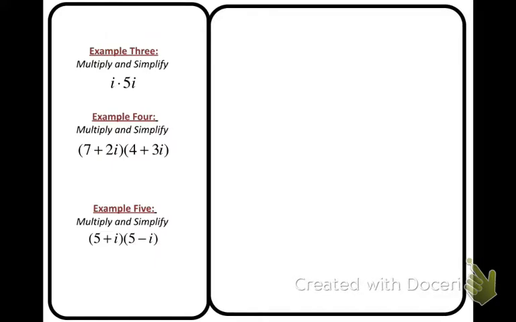Okay. Example 3. Now we get into multiplying. We have to multiply and simplify this: i times 5i. So i times i, remember that's going to be i squared. Keep in mind that there's that invisible 1 in front. There's always an invisible 1 in front of any kind of variable or letter. So 1 times 5 is 5. And i times i gives us i squared.